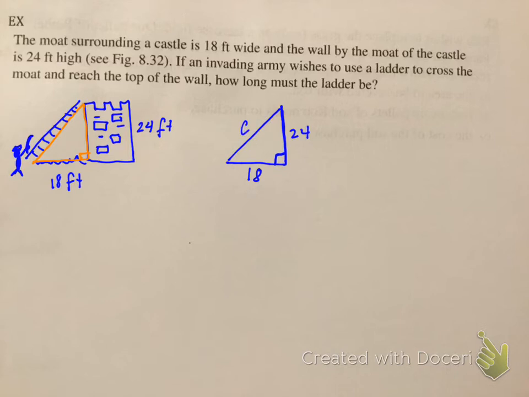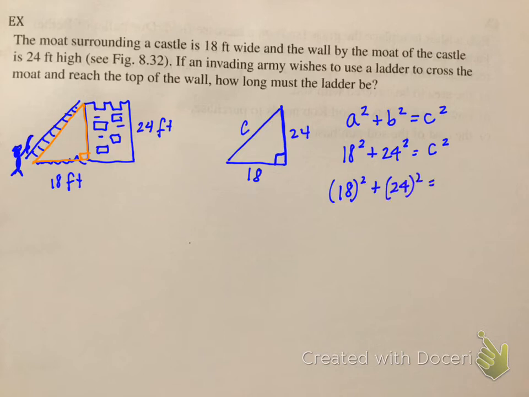So once again, remember side C is always across from the right angle. That's why I called it C. So Pythagorean theorem says A squared plus B squared equals C squared. So A, let's make that 18. So 18 squared plus 24 squared equals C squared. On your calculator or on your paper, you can put these inside parentheses just to keep them clean.